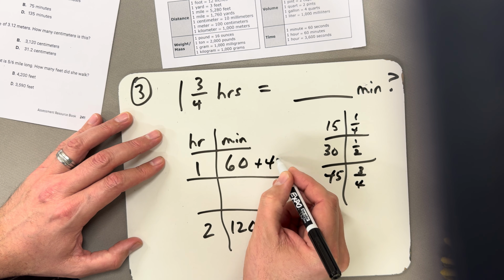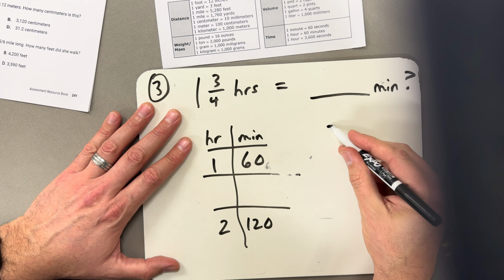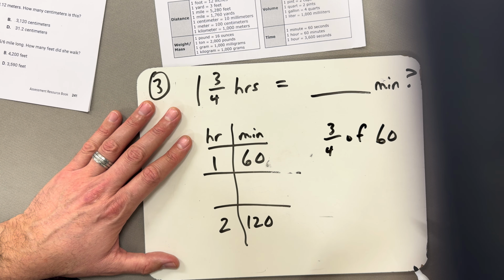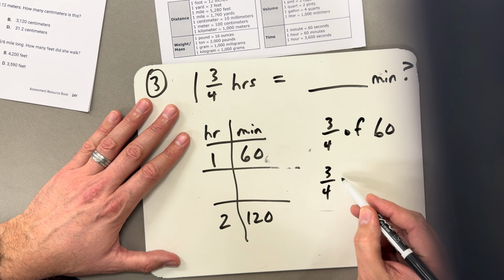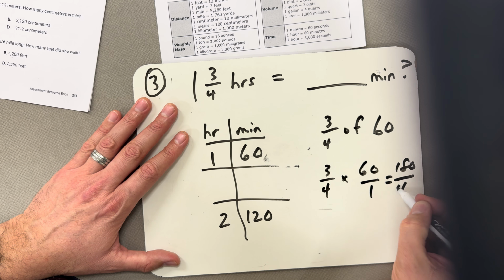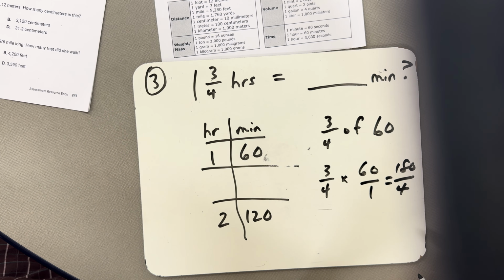There's lots of different ways I think that you could approach this. The main thing is figuring out what 3/4 of an hour is, I think is going to be your trick. You could do 3/4 of 60, right? Because that's really what we're trying to figure out. So 3/4 times 60. 3 times 60 is 180, divided by 4, right? That will get you your answer. I wouldn't go any farther than that.